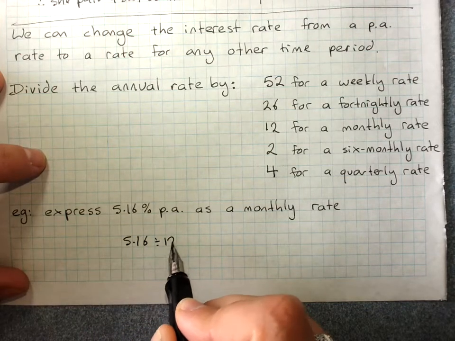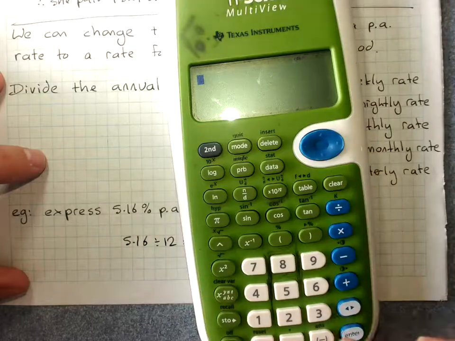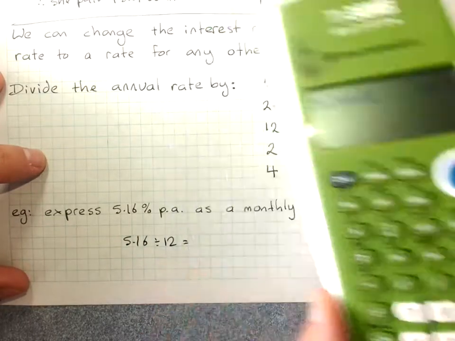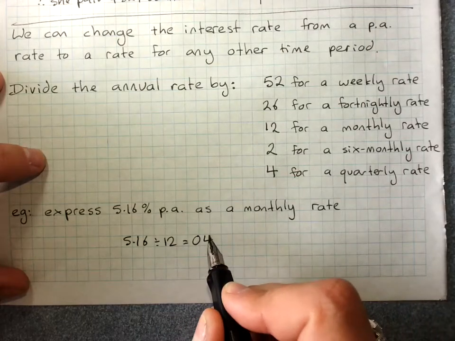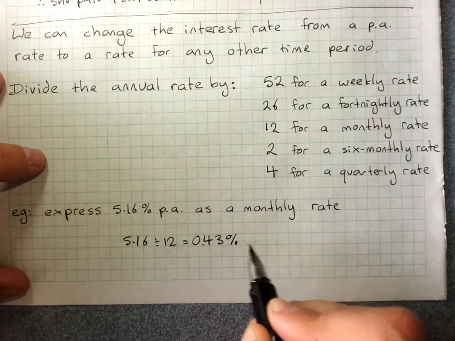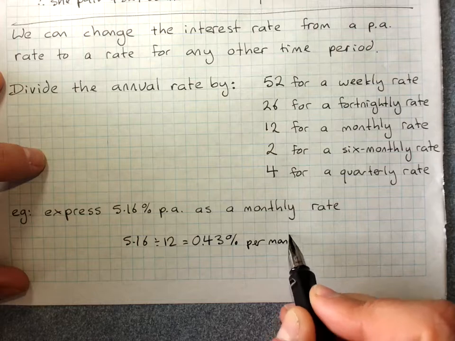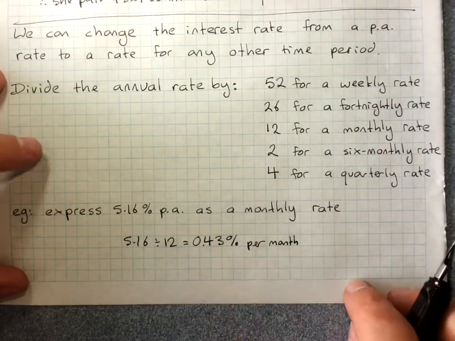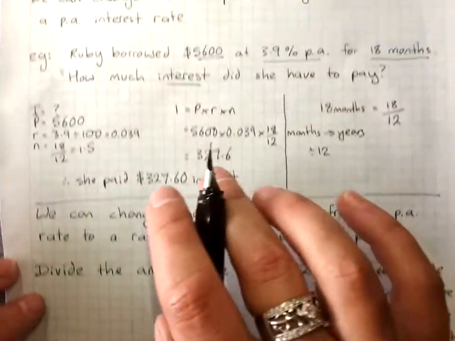5.16 divided by 12, grab your calculator, 0.43, now that's still a percentage per month. So if we wanted to use it for calculations, we'd still have to divide by 100 to get our rate for our formula.